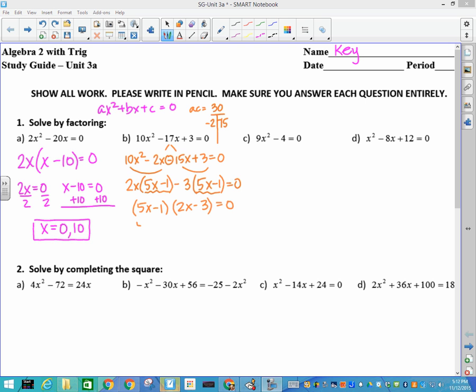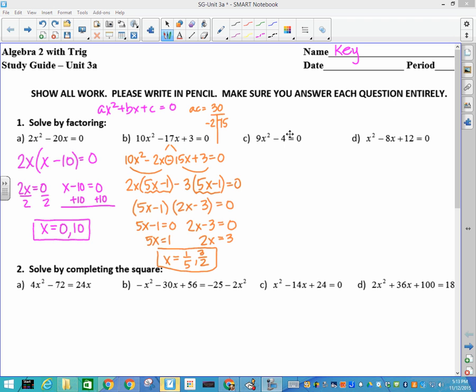And I set each factor equal to 0. 5x minus 1 equals 0. 2x minus 3 equals 0. Add 1 to both sides. And then divide by 5. I'm running out of room, so I'm going to write x equals 1/5. Because if you divide by 5, that's 1 over 5. Add 3 to both sides. 2x equals 3. And then I divide by 2, so that's going to be 3 over 2. Okay, I don't want a decimal. This is easy. You don't have to pick up your calculator to do that.